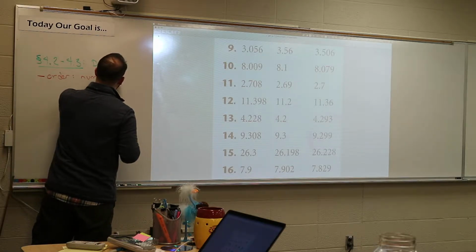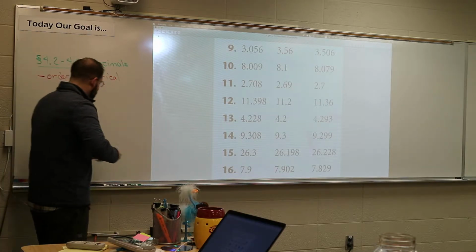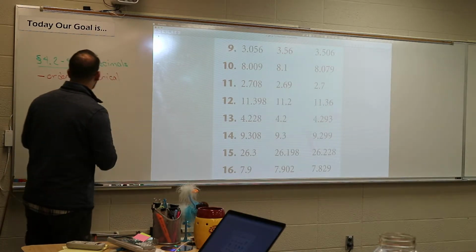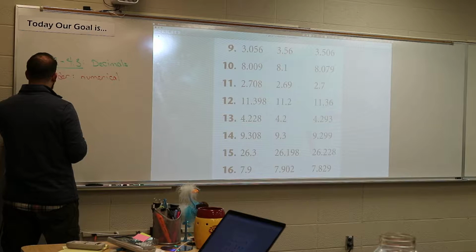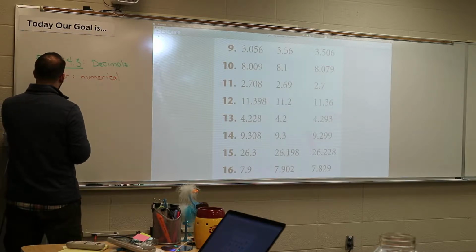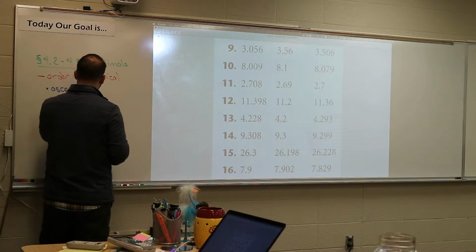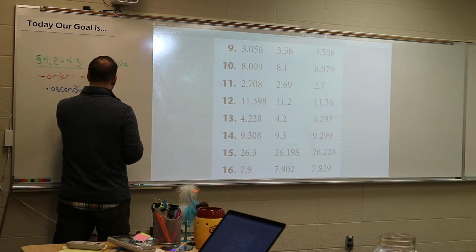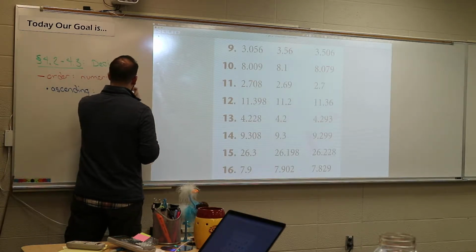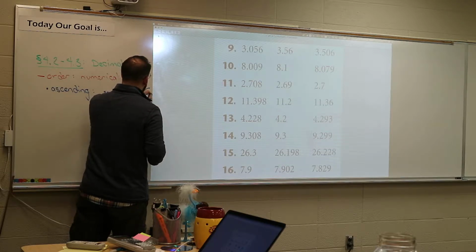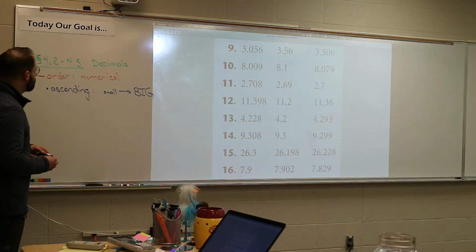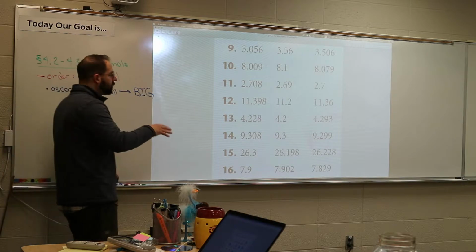That means I'm going in a specific way. So, ascending or descending. We're going to do one of each. We're going to start with ascending. Ascending means I want to go least to greatest. So small to big. Does that make sense? That's the order I want to write these numbers down. So we're going to do that first in my first example.